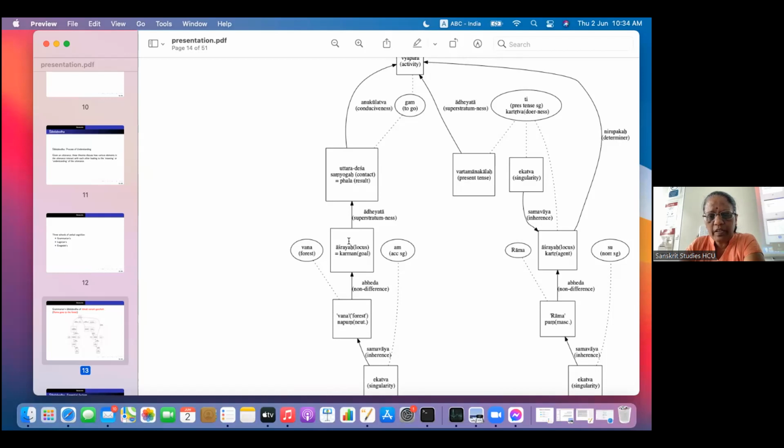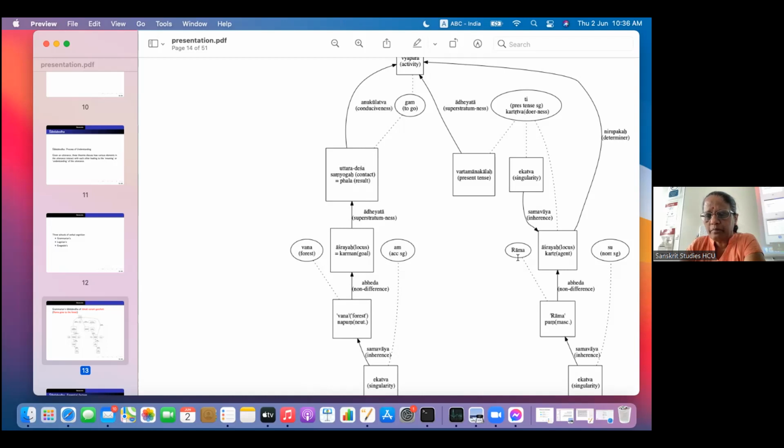So the overall meaning, if we look at this, the dotted lines tell you that the meanings are connected. And these two meanings, along with the accusative marker, tell us that this forest is the goal. Goal for what? Goal for the activity expressed by the verb Gam.